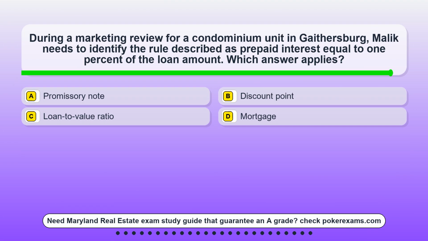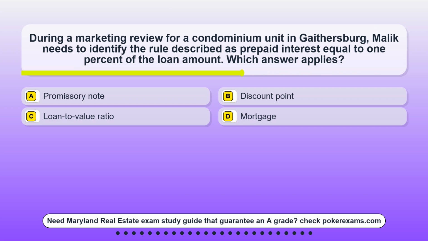Question 10. During a marketing review for a condominium unit in Gaithersburg, Malik needs to identify the rule described as prepaid interest equal to 1% of the loan amount. Which answer applies? Option A, promissory note. Option B, discount point. Option C, loan-to-value ratio. Option D, mortgage.